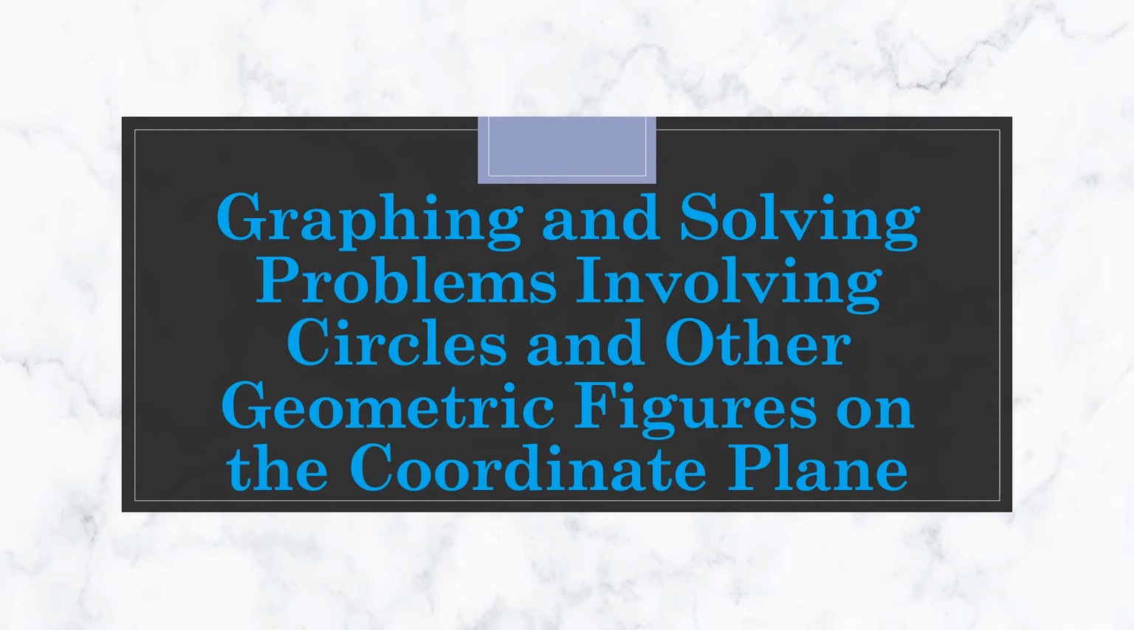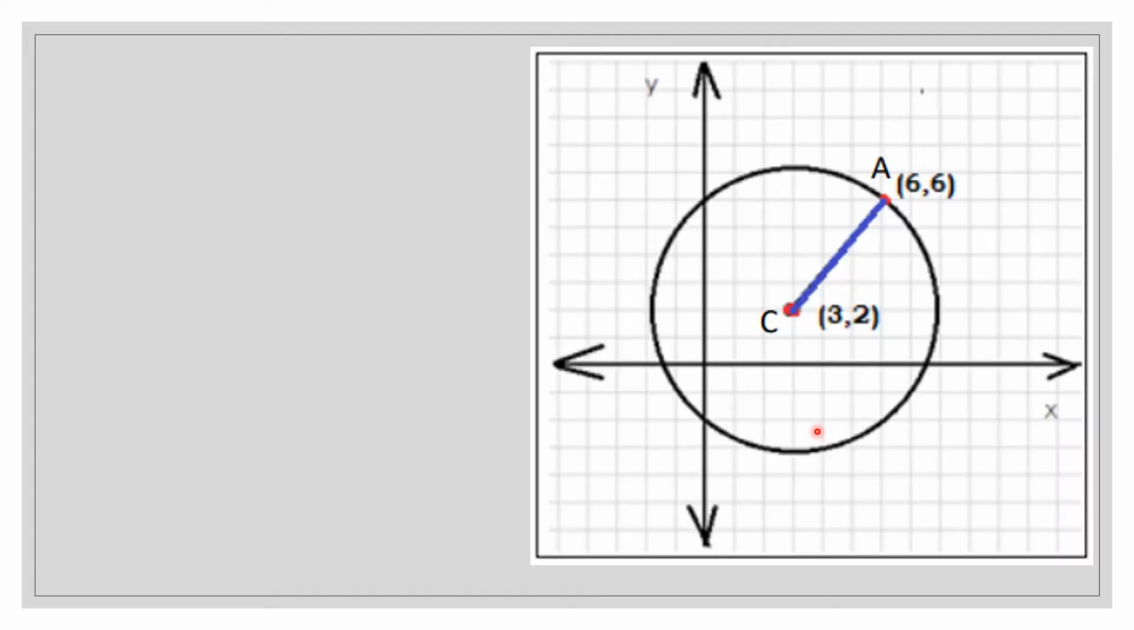In this lesson, we're going to graph and solve problems involving circles and other geometric figures on the coordinate plane. Now we have here a circle plotted on a Cartesian plane. So what we are going to do is find the equation of this circle in standard form and in general form. First, we need to identify the center.